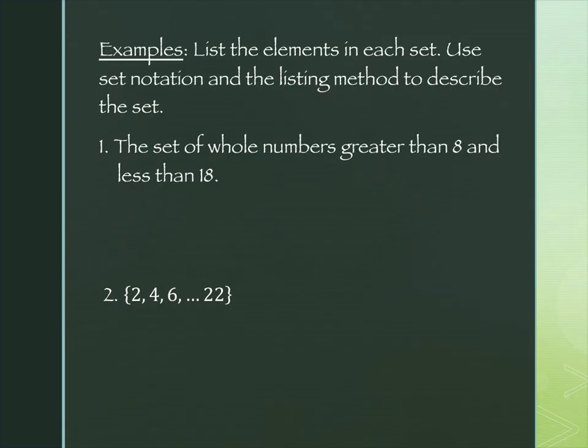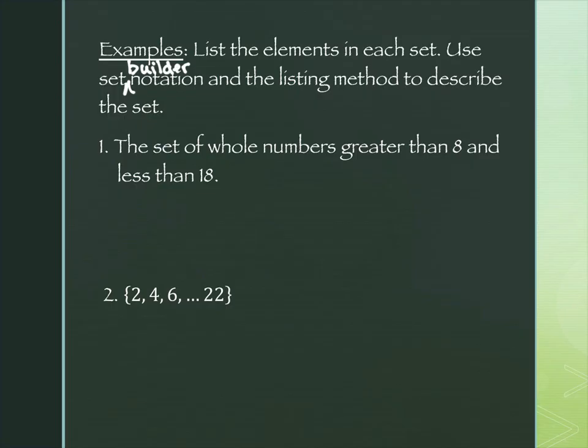All right, so this one actually says we're going to list the elements in each set. It says use set notation. This should say set builder notation. Set notation simply means it has curly braces. So both of the descriptions we had before for the set builder notation and the listing method were set notations, because they both used curly braces. So set builder notation. And then we're going to use the listing method as well to describe the set.